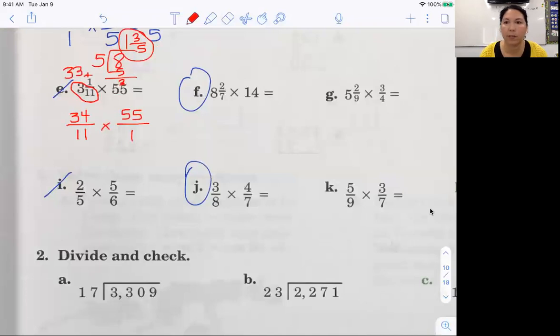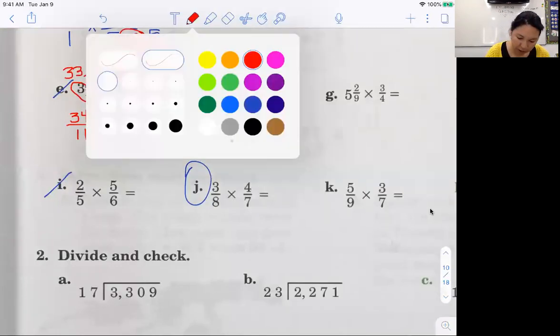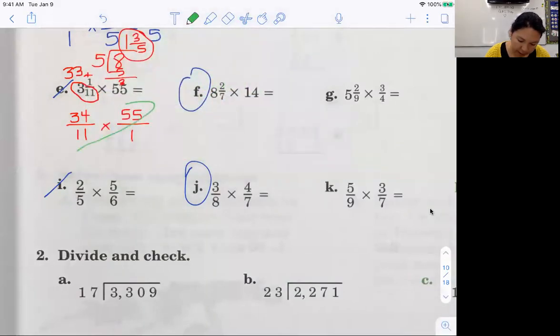Aren't you so glad I'm doing this tricky one instead of making you guys? Okay, so this one is 55 over 1. Oh, it's not going to be as tricky as I thought, because what can I do? I can reduce here. I can cross cancel. So if I circle this sideways, 11 can go into 55. How many 11s can go into 55? 5. And how many 11s go into 11? 1. Makes it not quite as tricky. So then all I have to do is 34 times 5, top times top. So I'm going to do that over here on the side.